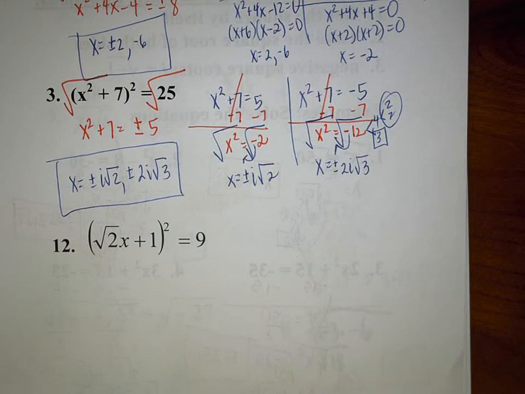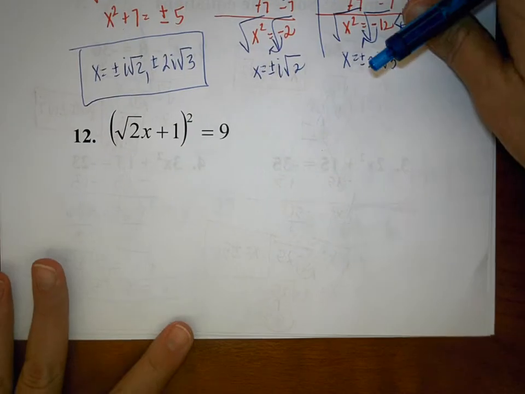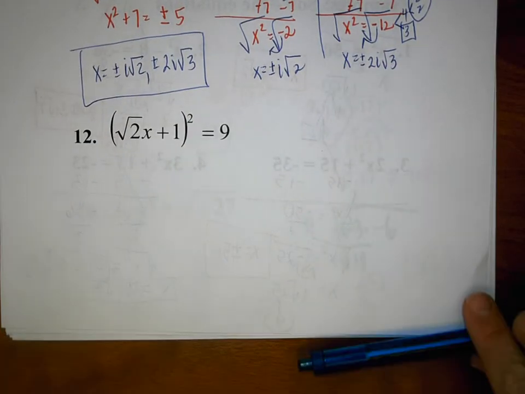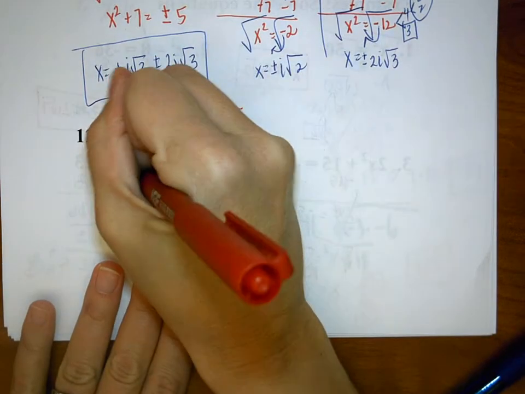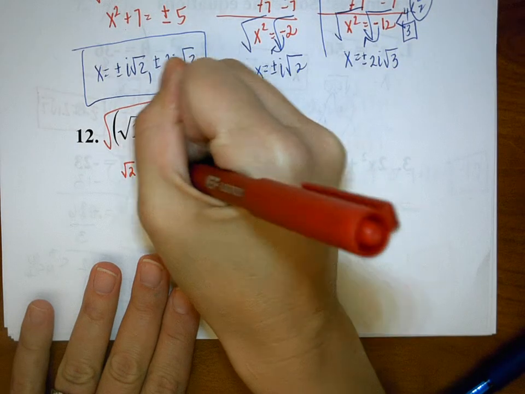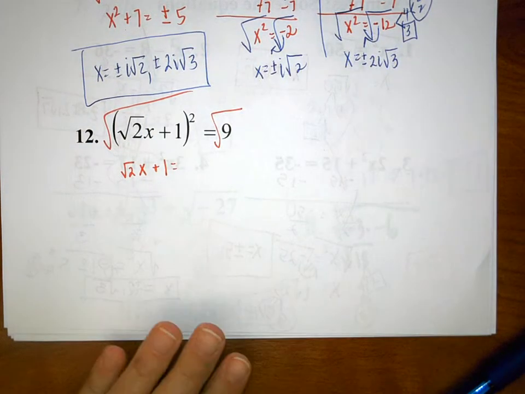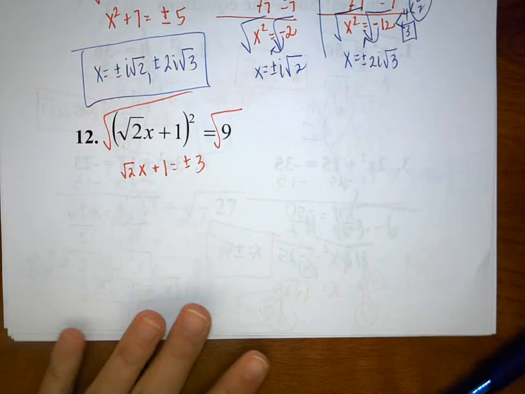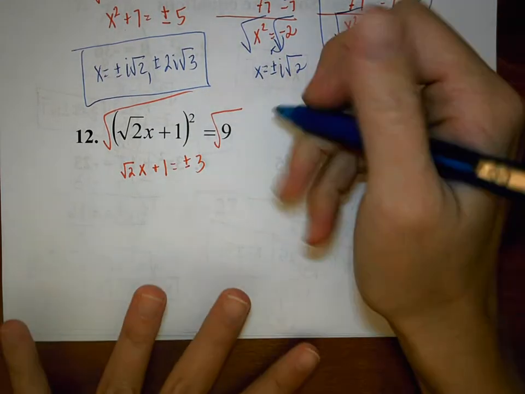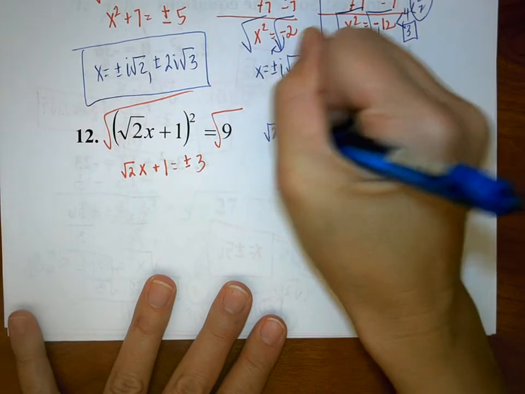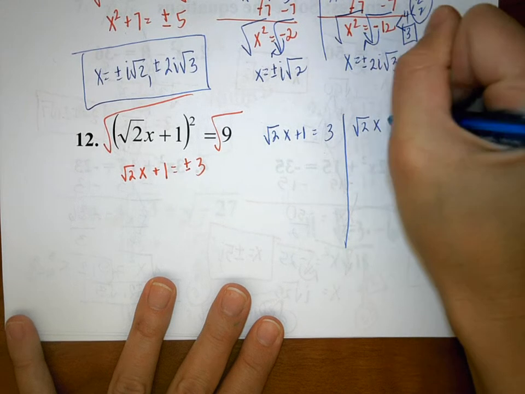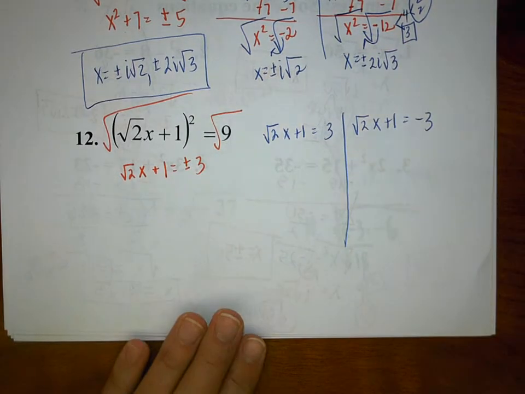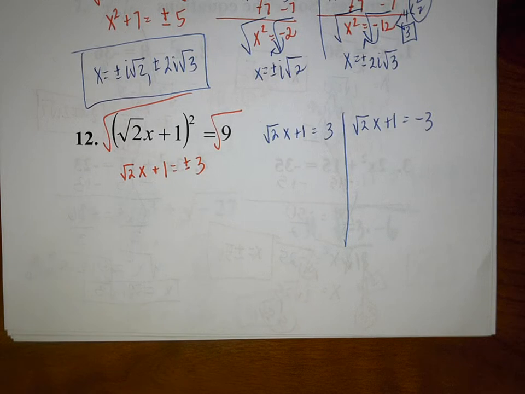Okay. Questions before we move on? All right, 12. Is the square by itself? Yes, so what do I do? Good, square root of both sides. When I do that, I get the square root of 2x plus 1 equals what? Plus or minus 3. What is our next step? Two equations. Root 2x plus 1 equals 3, and root 2x plus 1 equals negative 3. Now what?